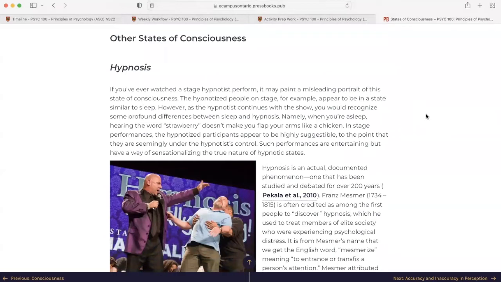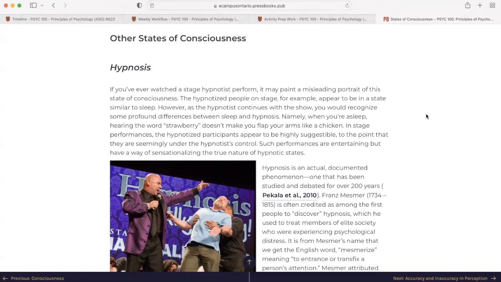Now we're moving on to other states of consciousness. Yay, hypnosis. I find it fascinating, to be honest. If you've ever watched a stage hypnotist perform, it may paint a misleading portrait of this state of consciousness. The hypnotized people on stage, for example, appear to be in a state similar to sleep. However, as the hypnotist continues with the show, you would recognize some profound differences between sleep and hypnosis.